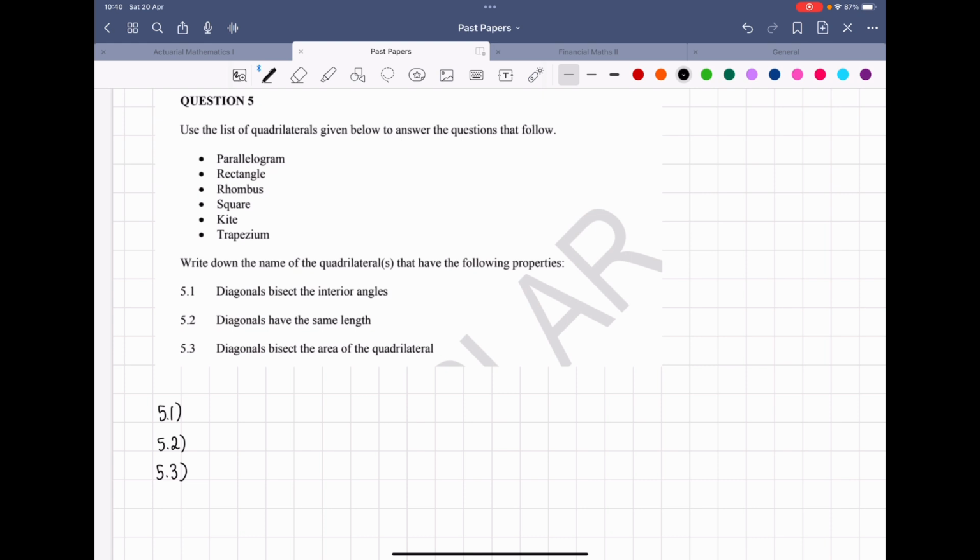So for the first one, 5.1, we're asked which quadrilaterals have diagonals that bisect the interior angles, and that is only true for square and rhombus. Then 5.2, which of these quadrilaterals have diagonals with the same length? That's true for a square and a rectangle.